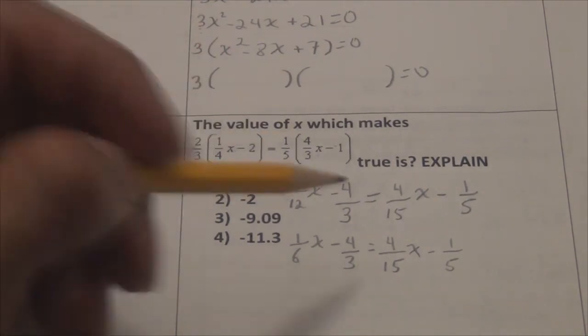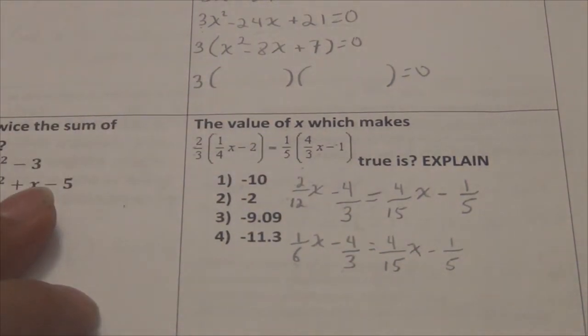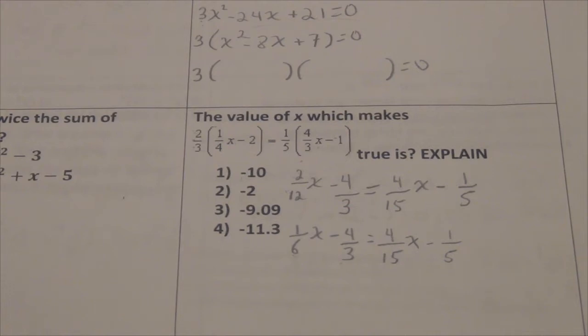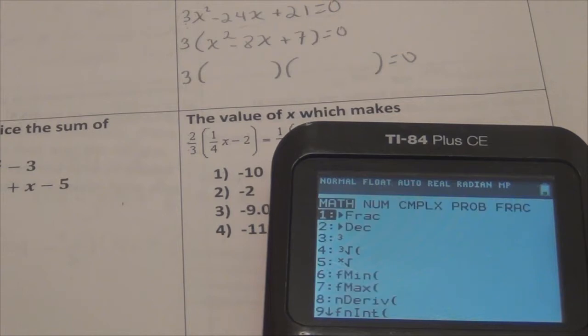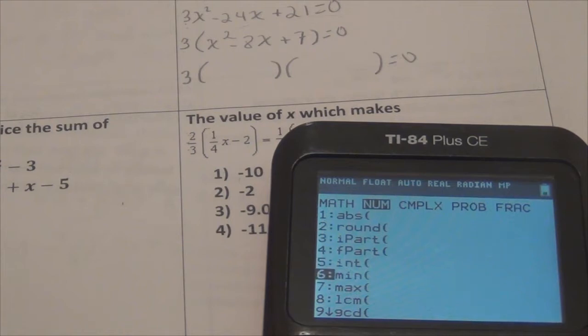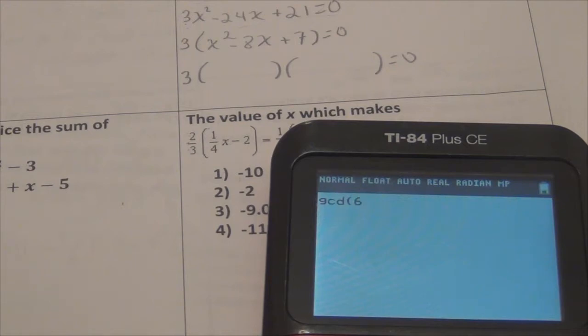I can definitely try to add these things using arithmetic, but I'm not gonna do that. What I'm gonna do is find the common denominator between 6, 3, and 15. So watch this. I think I know how to do it. I'm gonna go to math, numbers, let me see, greatest common divisor, I think that's what it is. LCD, that's it. I think it's this one. So between 6, 3, and 15.